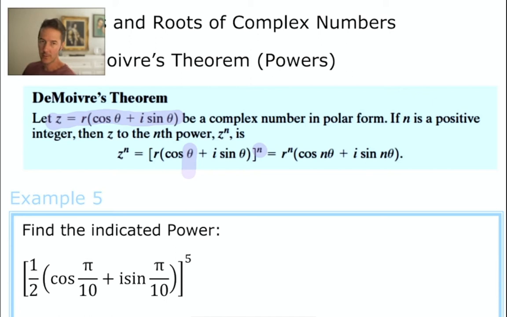Instead of writing theta plus theta plus theta, we can write n theta.